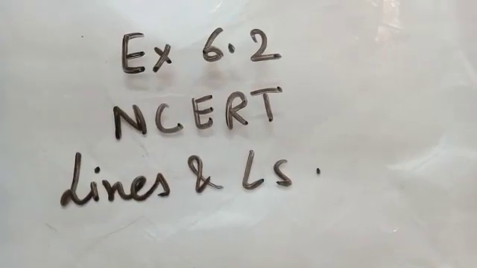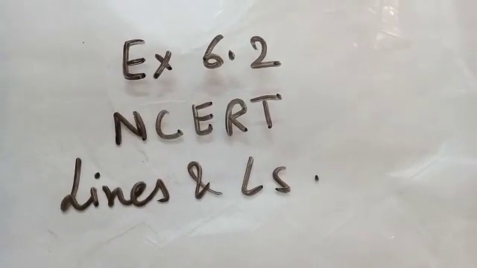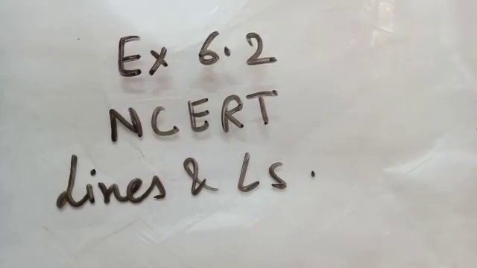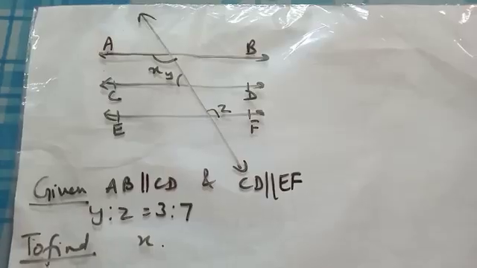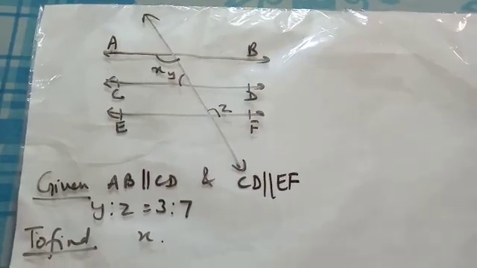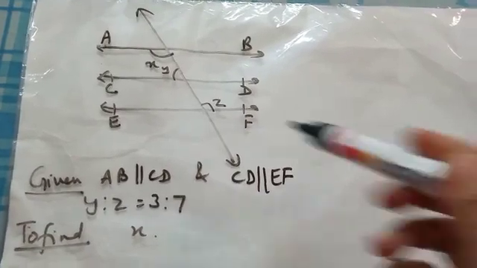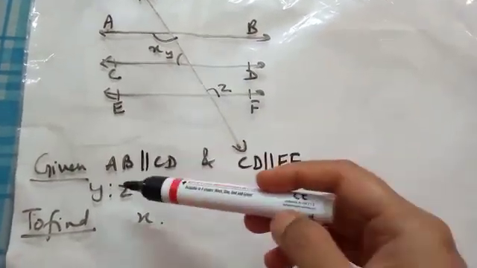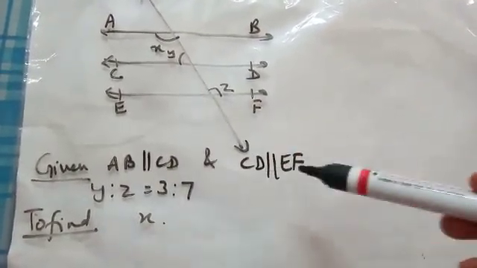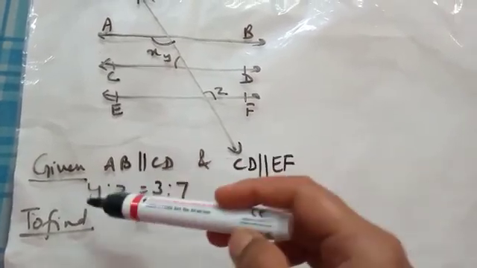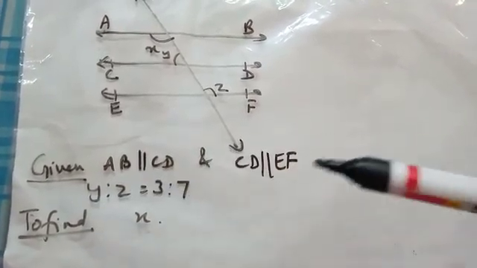In this video, we will be discussing the questions of exercise 6.2 NCERT lines and angles. Now see, this is question number 2 of NCERT. The figure is given and I have written given AB is parallel to CD and CD is parallel to EF, and y is to z is given to be 3:7.